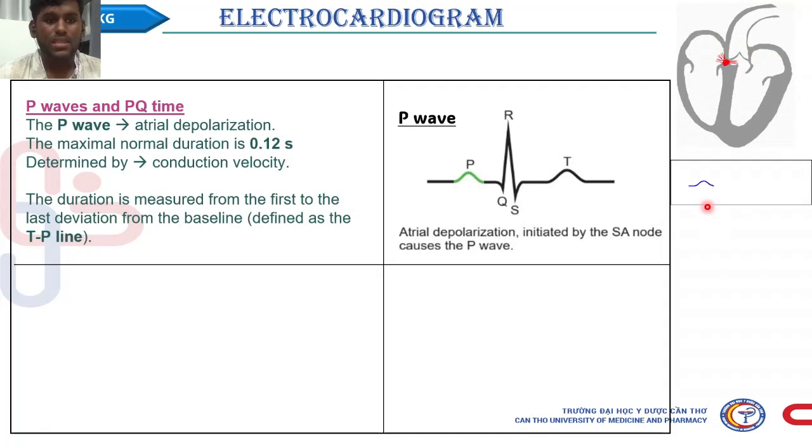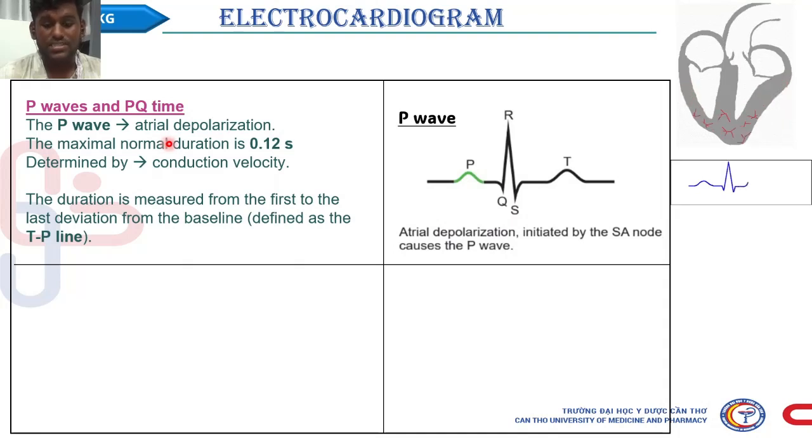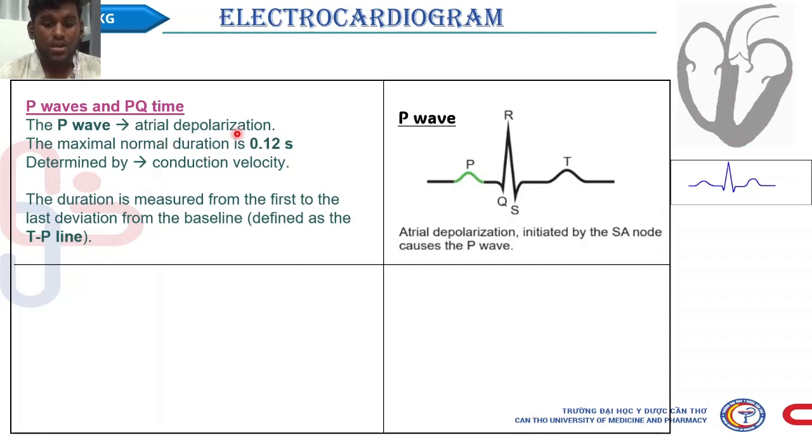Electrocardiogram: the P wave. The P wave is the first upward deflection seen on the ECG tracing. Significance: it represents atrial depolarization, which is the electrical activation of the atria as they contract to push blood into the ventricles. Duration: normally the duration of the P wave is between 0.06 and 0.11 seconds.